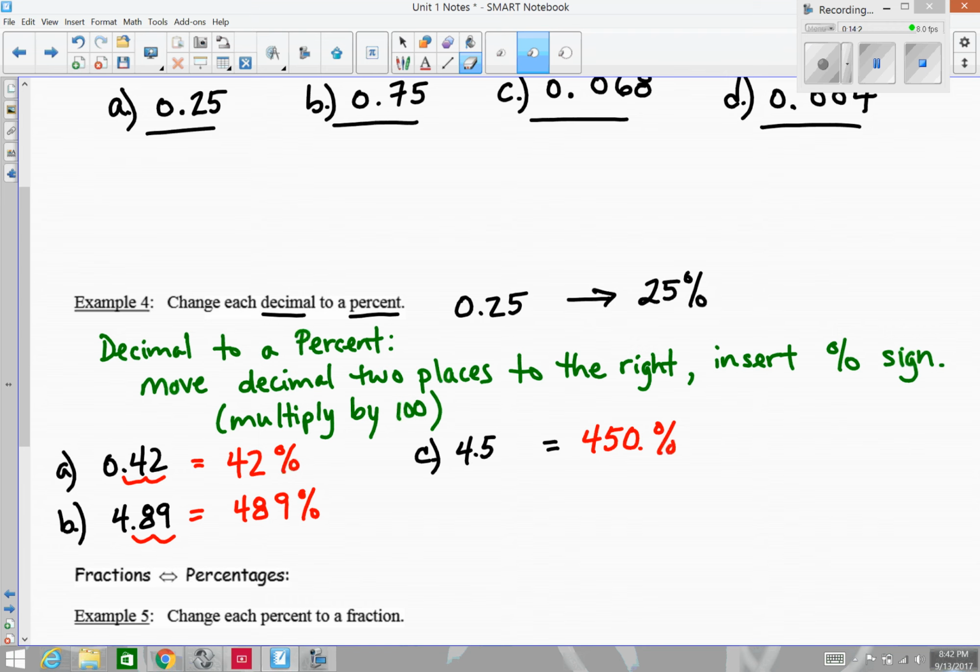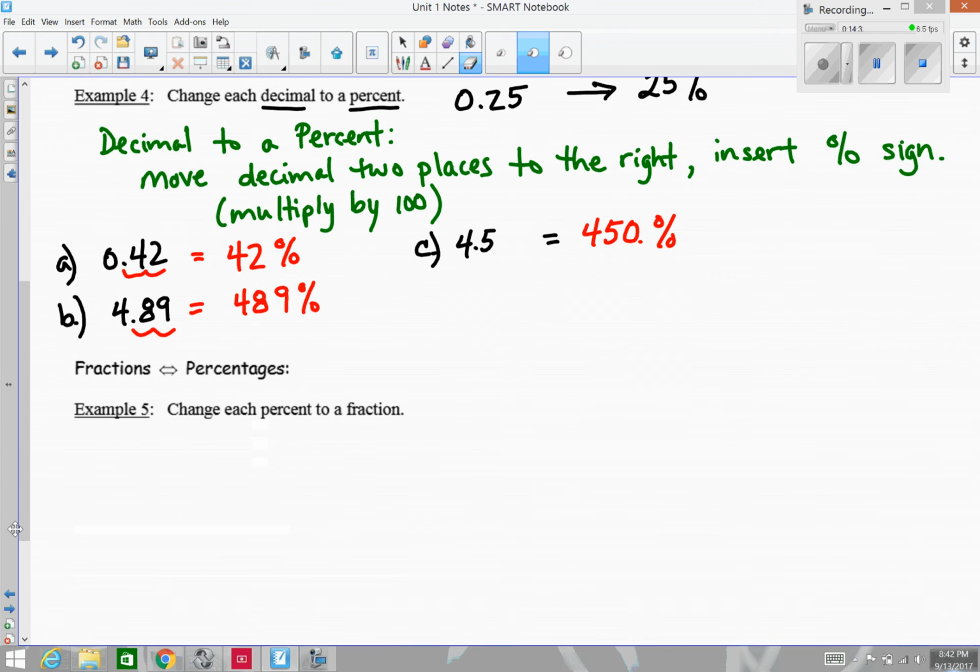All right, now let's take a look at what we do when we are changing our fractions to percentages. So I'm going to take fractions and I want to change them to percents. Let's take a look at the fractional value 7/10. That's my fraction, and I want to change it to a percent. Remember, our percentages are compared to 100. Right now, 7/10 is 7 compared to 10.